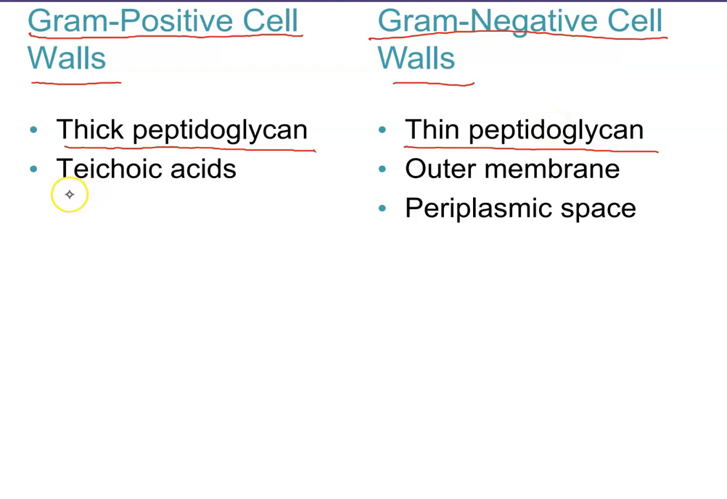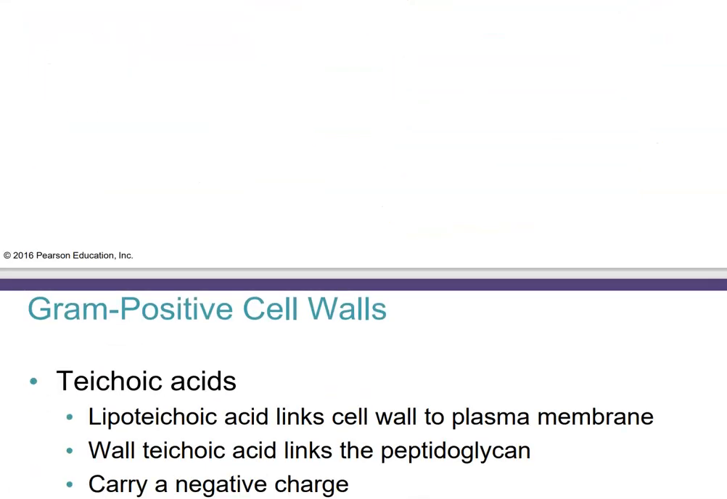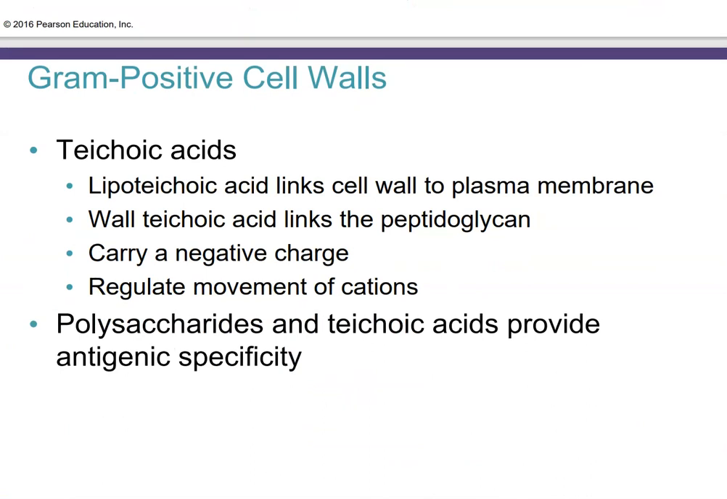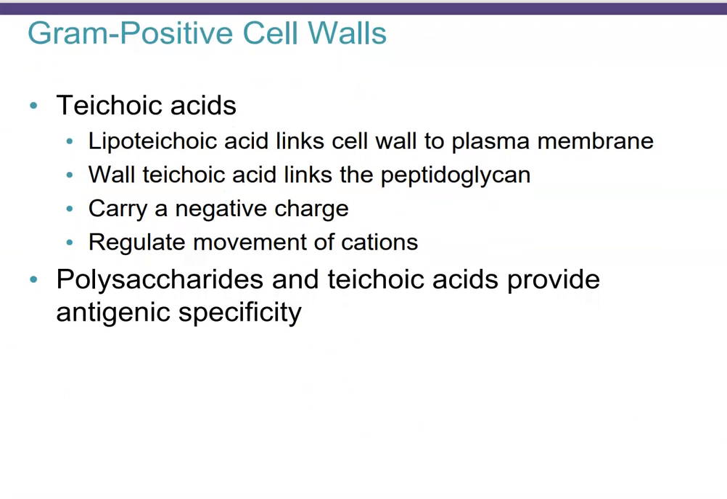Also, we have teichoic acid that we find in gram-positive cell walls. And in the gram-negative cell walls, we have an outer membrane that's composed of phospholipids. And we do have a periplasmic space that is not present in the gram-positive cell wall because we just have the two layers. Okay, so let's take a closer look at the gram-positive cell wall only.